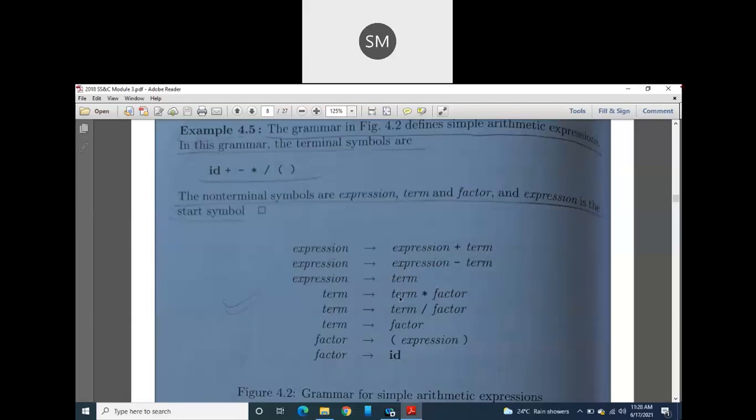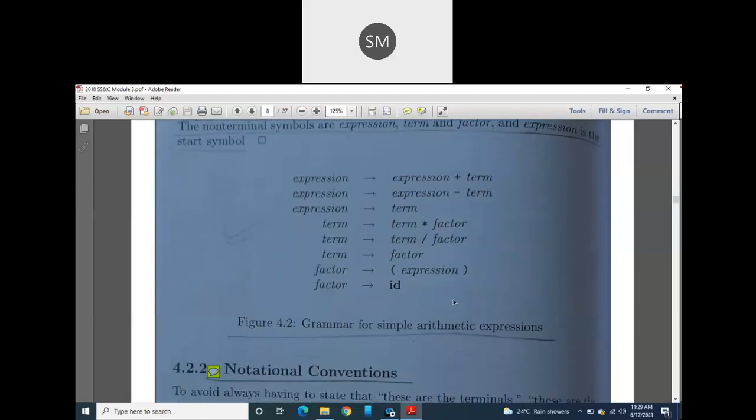Then what exactly is a term? A term may be term multiplied by factor, or term divided by factor, or a term can be only a factor. Now what is this factor? A factor is any expression which is parenthesized. One more possibility is that a factor may be only one identifier. So in this example of grammar, these are the non-terminals, and these are the terminals.